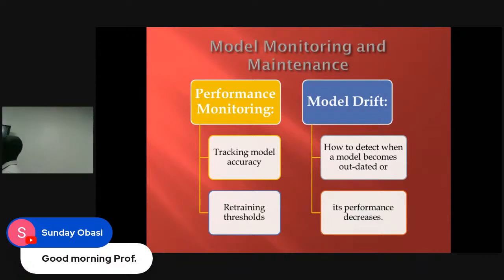Okay? So when we track, we retrain our system. Model drift: how to detect when the model becomes outdated. So we need to give a criteria, right? This is what we are expecting the model to do. And this is what other people are currently doing. Or this is the current stage we are at. Things are becoming more competitive now.